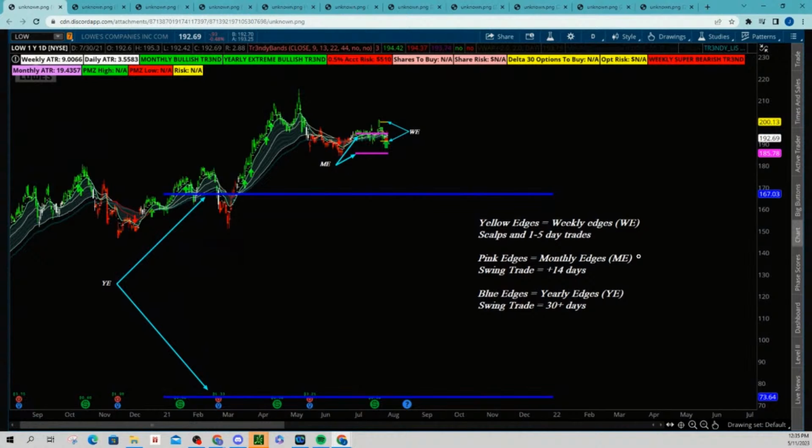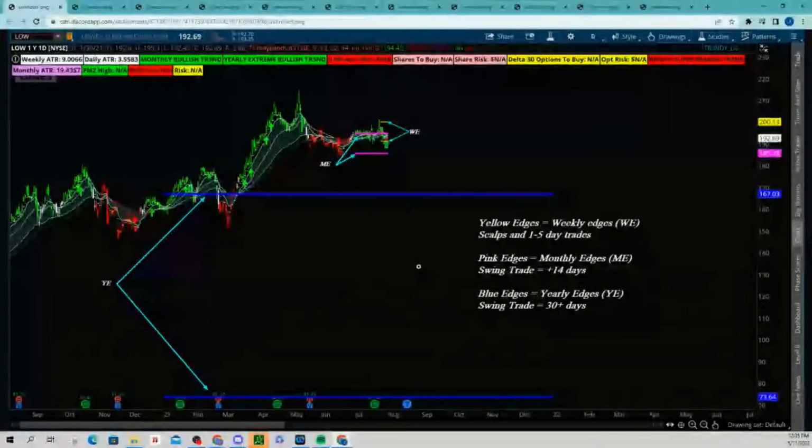The blue edges are probably my favorite because this is where a lot of fear and greed come into play. This is something that you want to be in the trade. It says 30 days here, but to be honest with you, I use these for leap trades. I like to trade these at a minimum 6 months to a year.